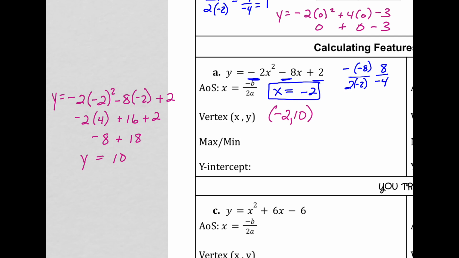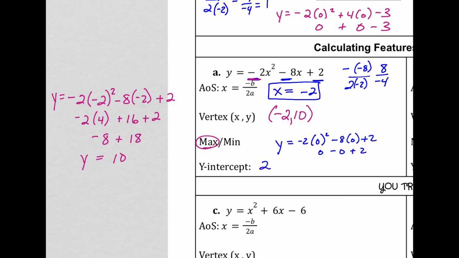Okay, now we have to say, is that a minimum or a maximum? So we've got a negative leading coefficient, so that means our parabola is opening down, which means that we have a maximum. And then our y-intercept is always when x equals 0. So if we take a look and we put a 0 into the equation, we would have our y equals negative 2 times 0 squared, and then minus 8 times 0 plus 2. So 0 plus 0 minus 0, however you want to look at that, plus 2. So our y-intercept is going to be that 2.